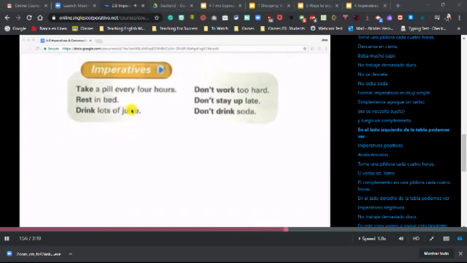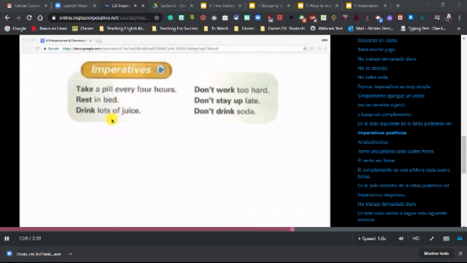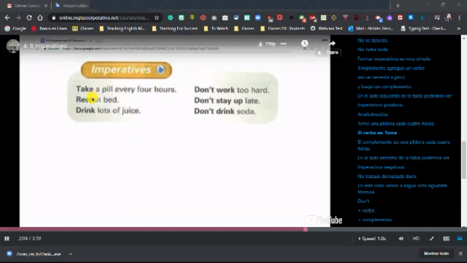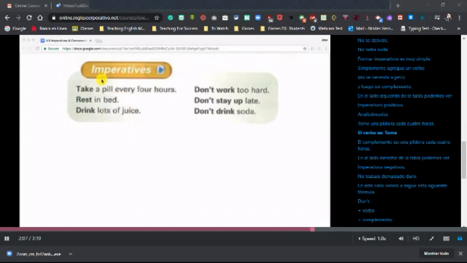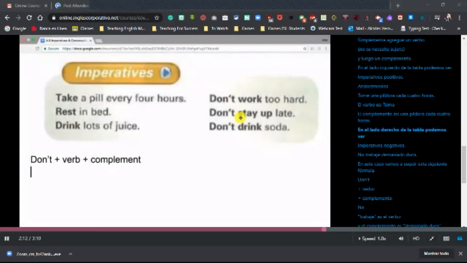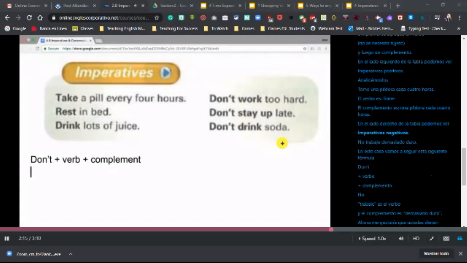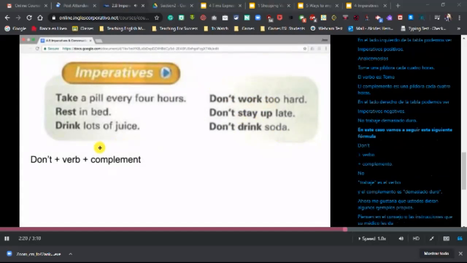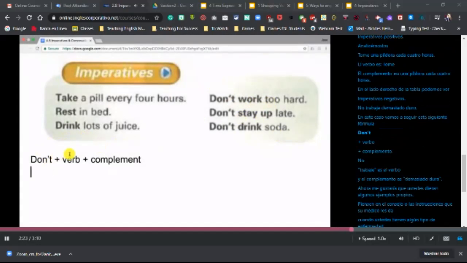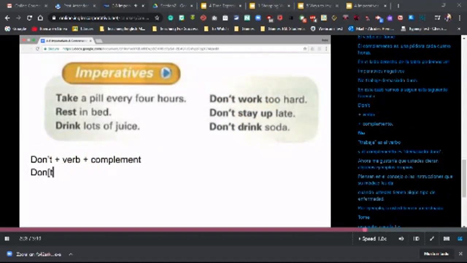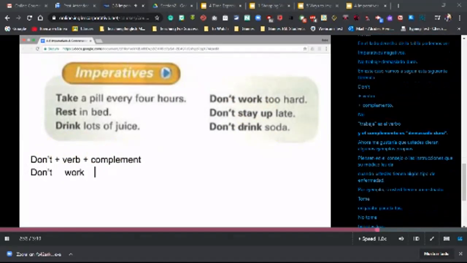On the left-hand side of the chart, we can see positive imperatives. Let's analyze them. Take a pill every 4 hours. The verb is take. The complement is a pill every 4 hours. On the right-hand side of the chart, you can see negative imperatives. Don't work too hard. In this case, we're going to follow this next formula. Don't plus verb plus complement. Work is the verb and the complement too hard.